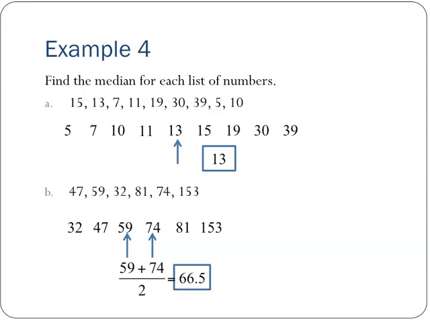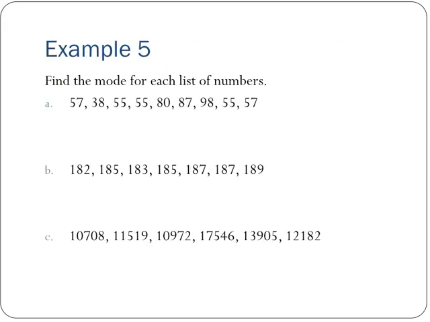All right, the last measure of central tendency is the mode. This is the most frequent entry. It is the data point that shows up the most. Take a look at example 5. Find the mode for each list of numbers. So we're looking for any repeated numbers here. It looks like the 55 shows up 3 times. So in this case, the mode is 55. Nothing else shows up as many times.